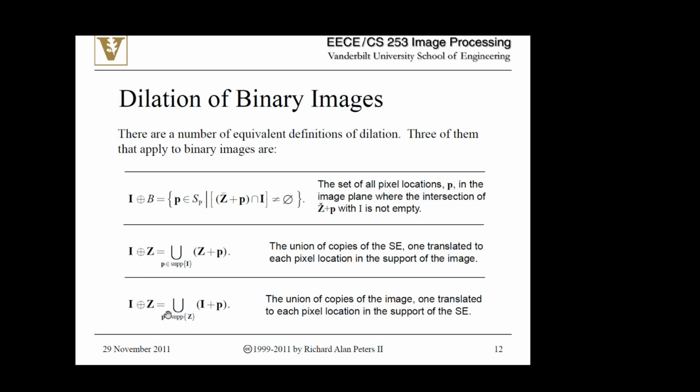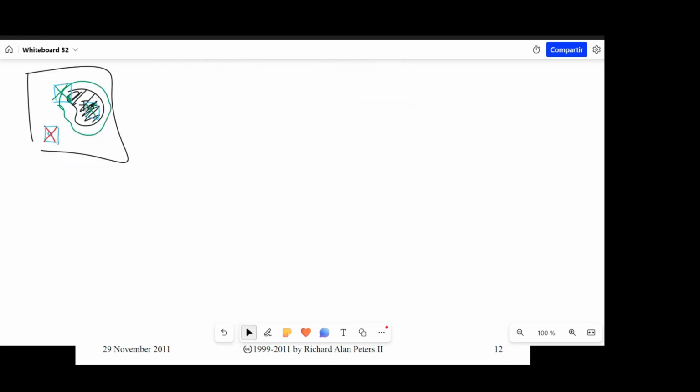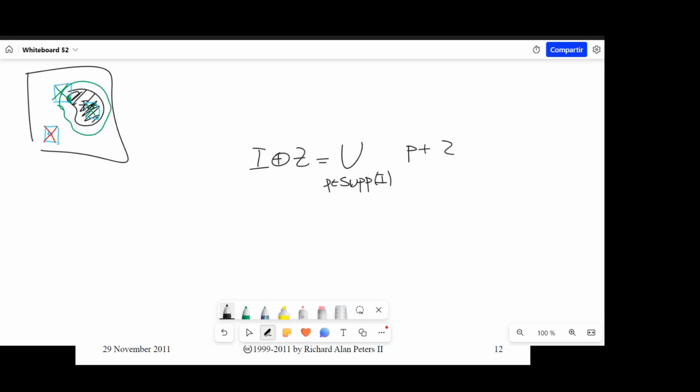And the same here. So it can also be computed as you take all the points in the support of the kernel, and now what you see is the limit. Okay, so let's copy this through. So what we have is I dilated, let's say, the union of the support of E plus Z.